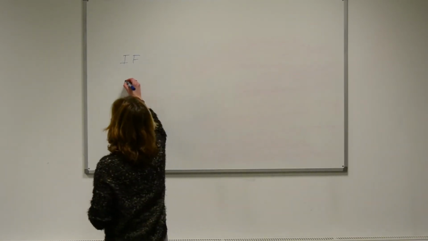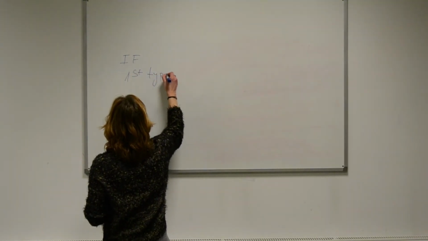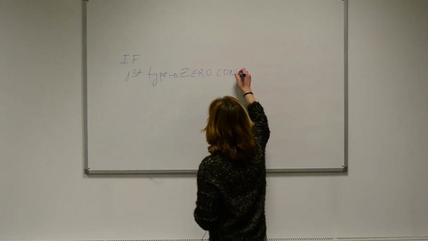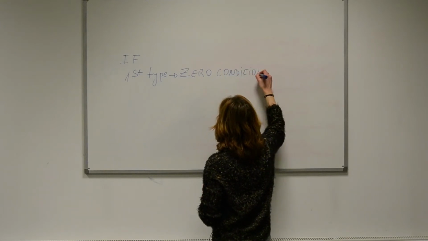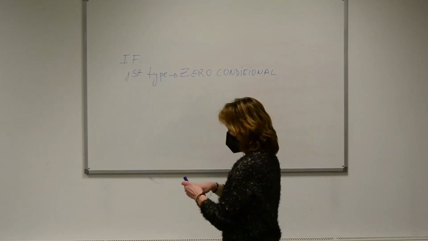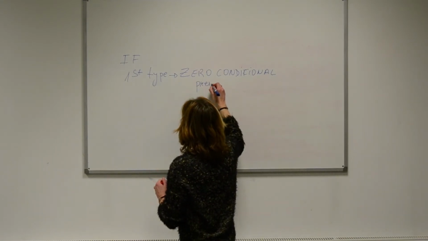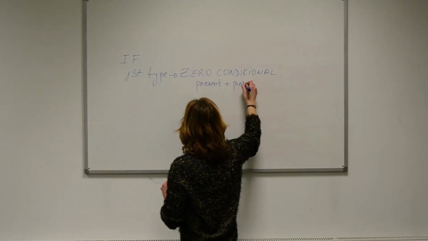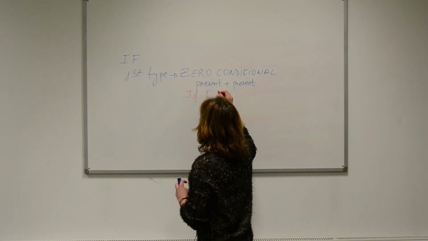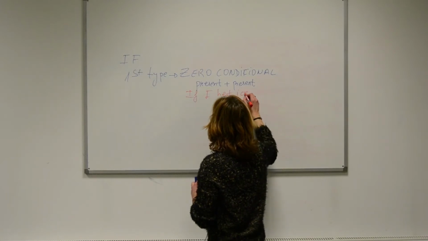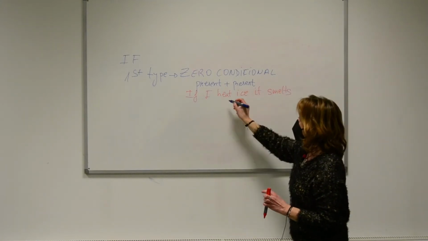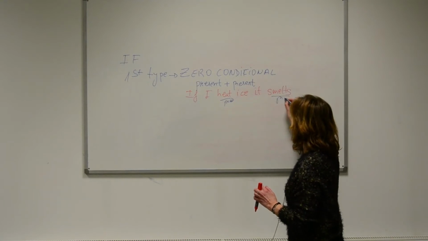The first type is called zero conditional. In this case, we have present in the if clause and present again in the main clause. For example, if I heat ice, it melts. Here we have the present and here again the present.